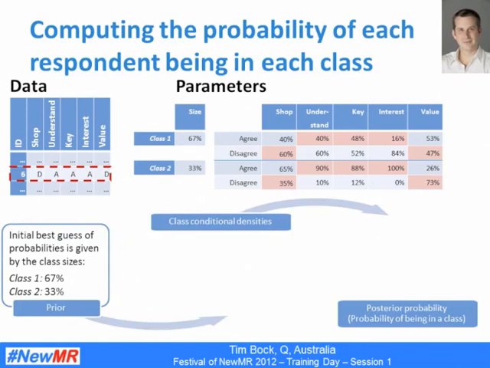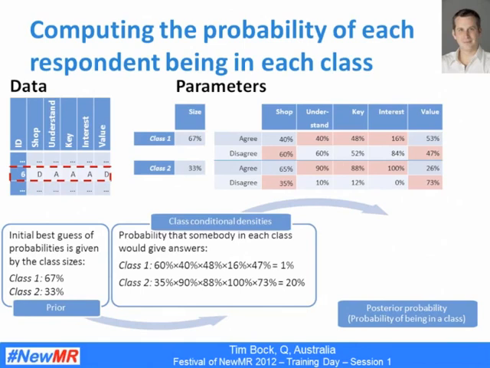Being a little more formal about it, the way that latent class analysis actually performs the computation is it starts by making an initial best guess of what segment somebody is in just by looking at the class size probabilities. So we could say that our respondent would be, if we didn't know what data they'd selected in the questionnaire, have a 67% chance of being in class 1 and a 33% chance of being in class 2, and this is determined just by the class size probabilities.